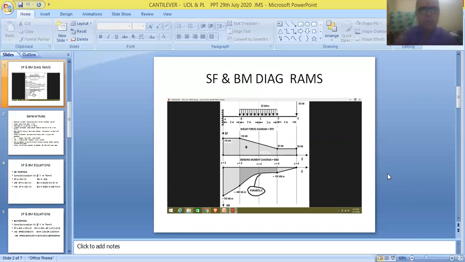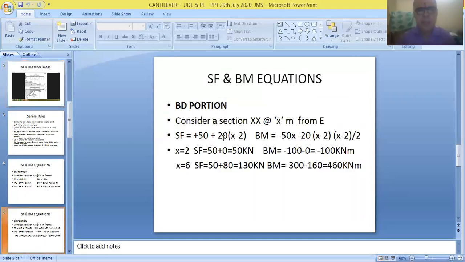So therefore it has to be written as 20 into x minus 2. So that's why the point load is written as 50 and the UDL is written as 20 into x minus 2. And friends, coming to the bending moment equation, this will be equivalent to minus 50 into x, and this will be equivalent to minus 20 into x minus 2 whole square by 2. So it is written in this way.